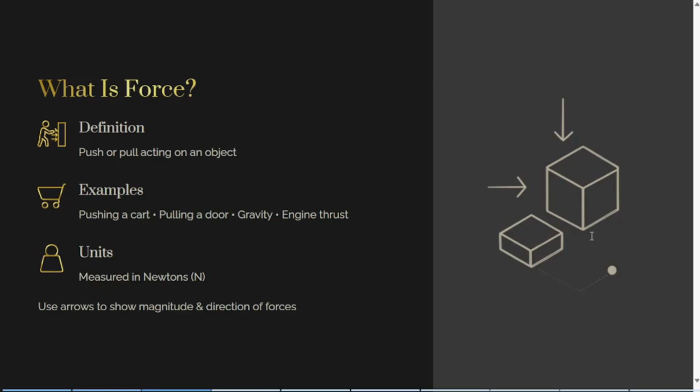So, what exactly is a force? A force is simply a push or a pull acting on an object. For example, when you push a shopping cart, you're applying a force. When you pull a door open, you're applying a force. Even gravity is a force. It constantly pulls objects toward the earth. Engine thrust is another example of force. It pushes vehicles forward and allows airplanes and rockets to move. Engineers measure force using a unit called Newton, abbreviated as N. When engineers analyze a machine, one of the first things they study is the forces acting on it.